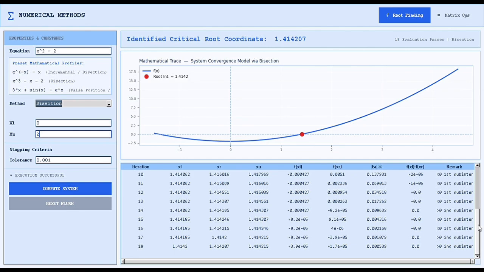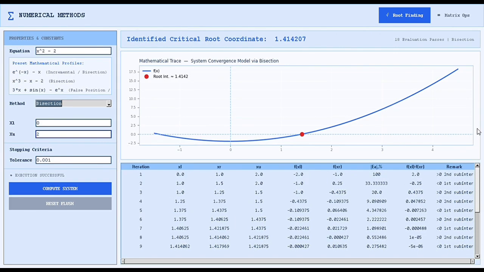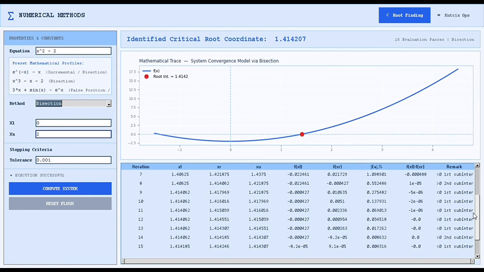We stop when EA drops below 0.001. The graph updates again, showing the curve and the red dot confirming the root at approximately 1.414.